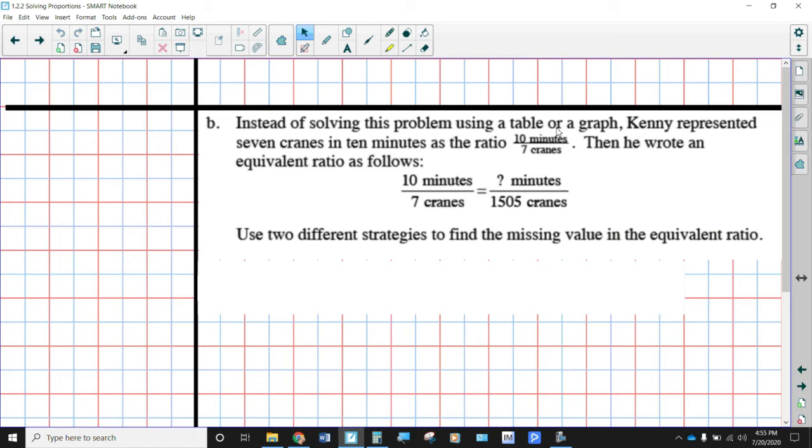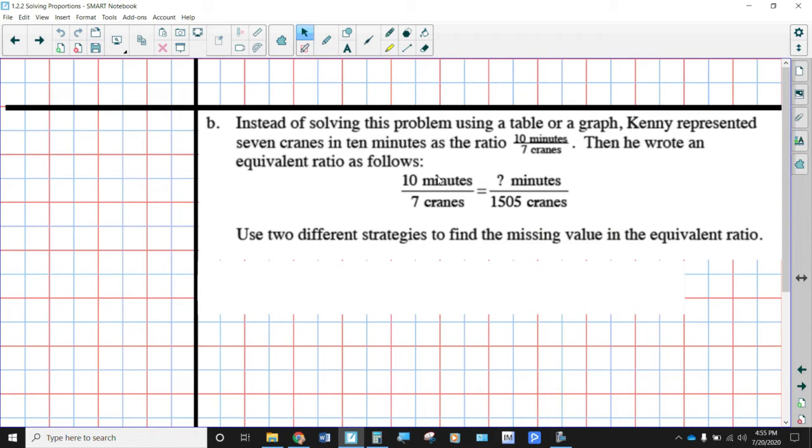Instead of solving the problem using a table or graph, Kenny represented the 7 cranes in 10 minutes as this ratio, right? If we wanted to find a unit rate, we could figure out how many minutes it takes per crane. But that's not what we're going for here. We're just going to go straight to the number of minutes it takes to make 1,505 cranes. So this is the proportional reasoning you would use if you weren't going to go through a unit rate and just figure out the exact number of minutes for that number of cranes. Now the question here is directing us to use 2 different strategies to find the missing value in the equivalent ratio.